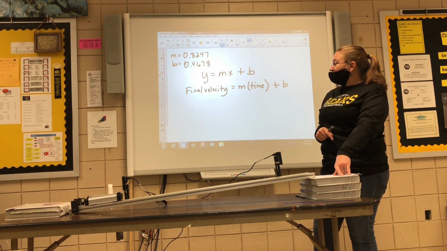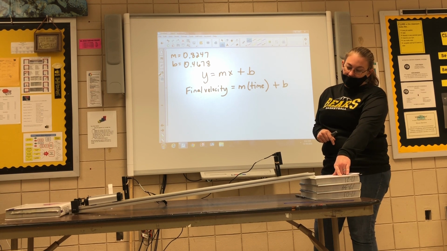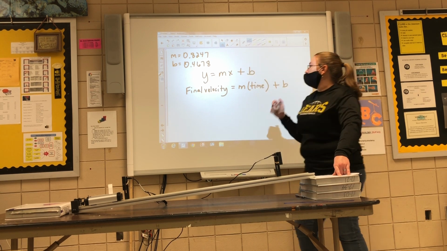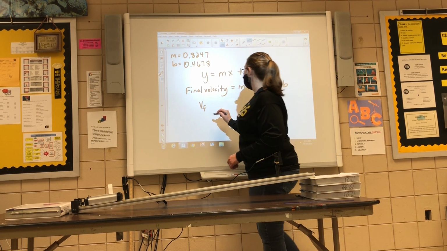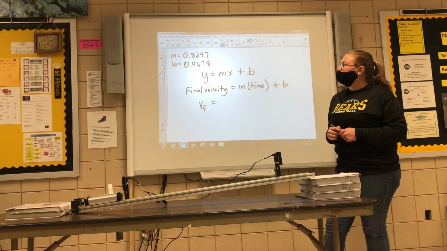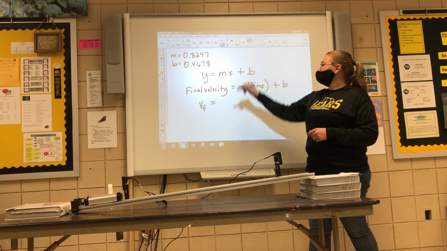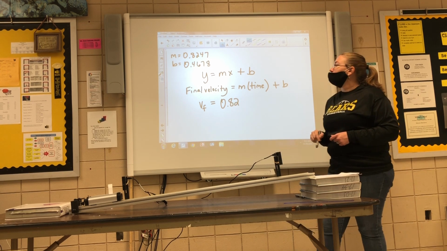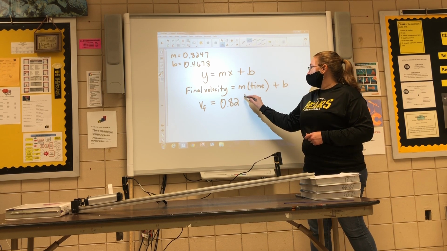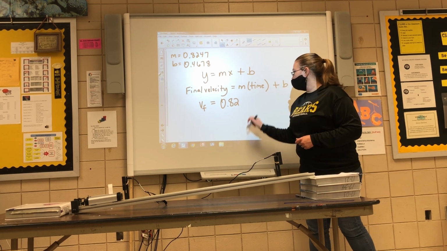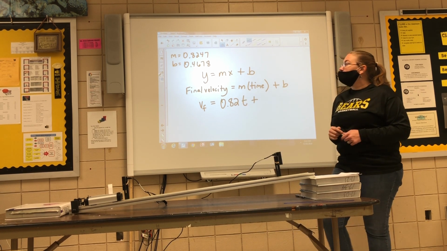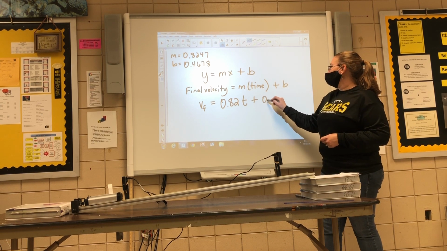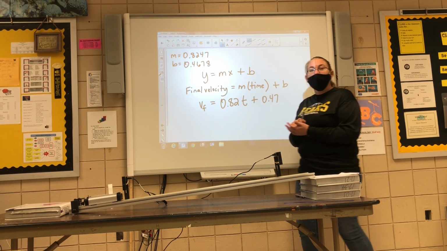Alright, next step, let's plug in the numbers that the graph gave us, our M and our B. So I'm going to change this. We're going to plug in our numbers. We're going to keep our variables. What was our M? 0.8247. So I'm just going to round that to 2 decimal places, 0.82. And we'll put in our time, just going to put a letter T. What was our B? 0.4678. Okay, so 0.47. Does that number look familiar?